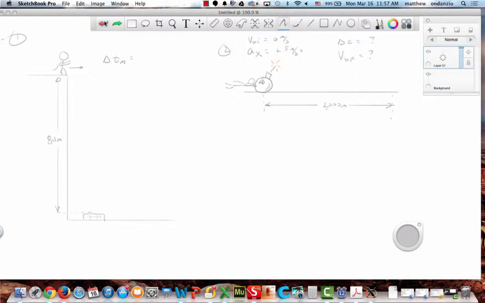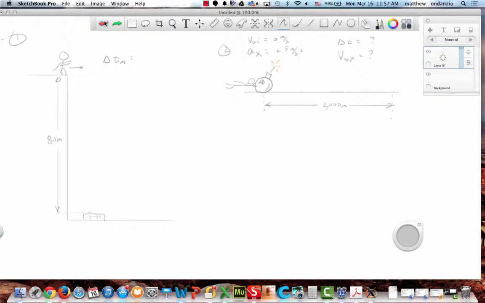But if you don't know how to start this, let's go to the steps. Step number 1, what's the first thing you do on the board? Draw a picture. What's the second thing you do? Facts. And what is the first most important fact to lay out? What kind of motion do you have? In problem number 1, what kind of motion do you have? Vertical and constant acceleration.